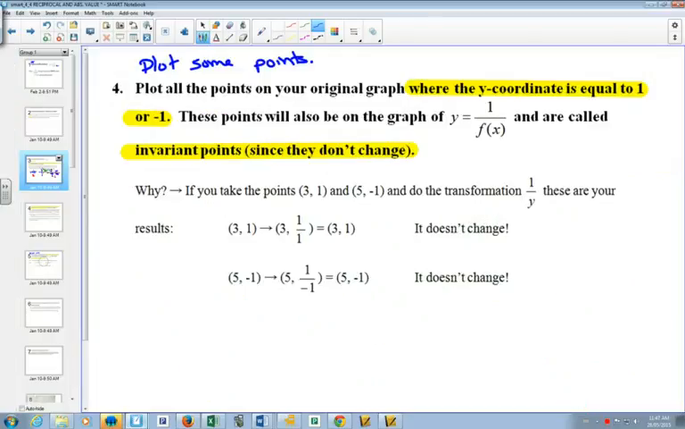So for step 4 here, just plot some points on your original graph, and then take the y value and do 1 over y. You can do that to as many points as you feel comfortable that you need to do. Usually we do one in each section, just like we did in chapter 2.